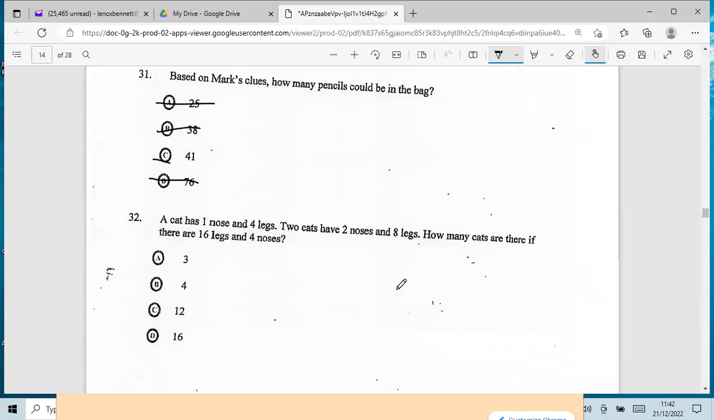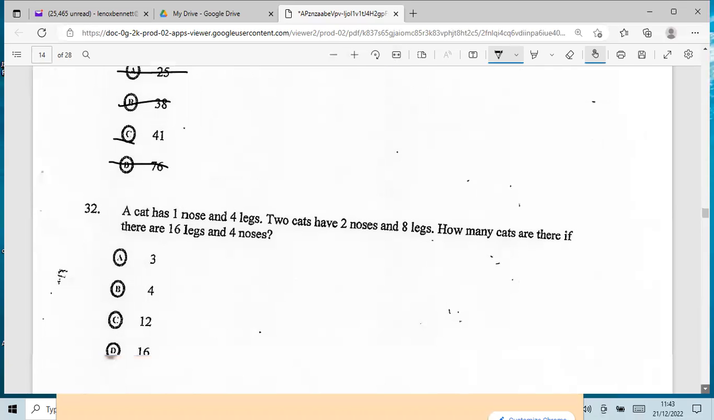32. A cat has 1 nose and 4 legs. 2 cats, sir, have... it's 16. Oh, you did it already? 16. All right, let's see. Yes, sir. 4. All right. A cat has 1 nose. I think I can big it up a bit.